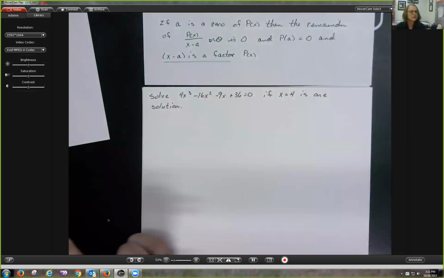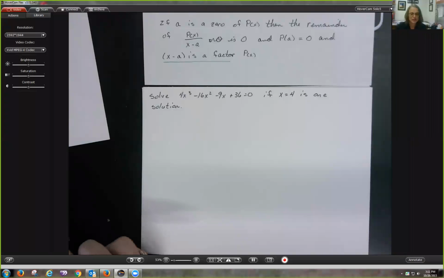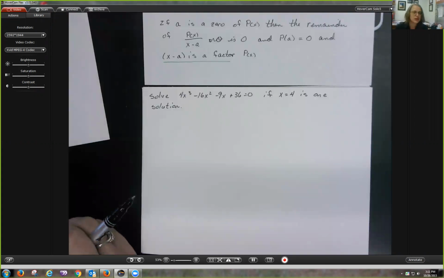Now think back to Math 95 or whatever the last algebra class you had was. And think back to what you did with quadratic equations in order to solve them. You factored them, right? You factored them because then you could set each factor equal to 0. And that's what we're going to do here.